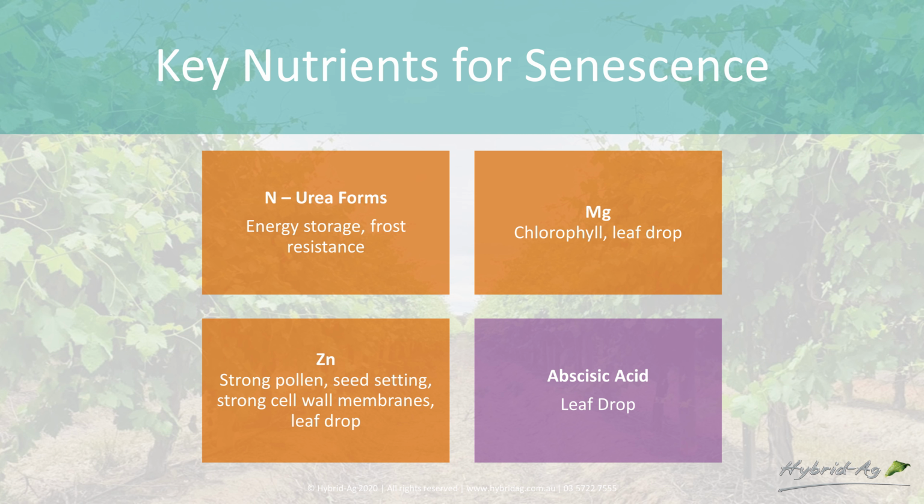Finally, abscisic acid, technically not a nutrient, but worth a mention because there have been studies that show that applications of abscisic acid products can accelerate leaf drop, similar to what we see with the applications of urea and magnesium and zinc.